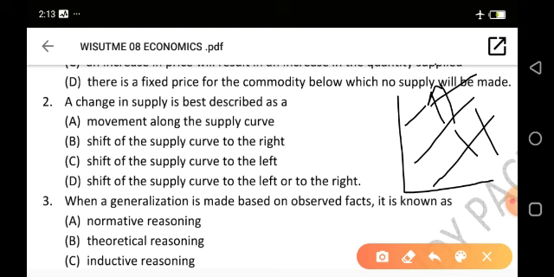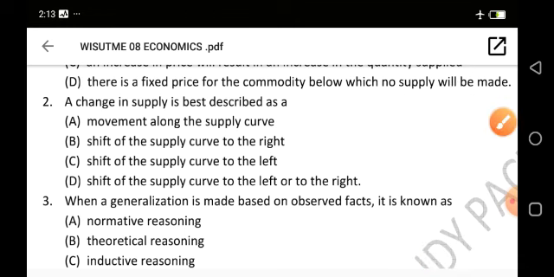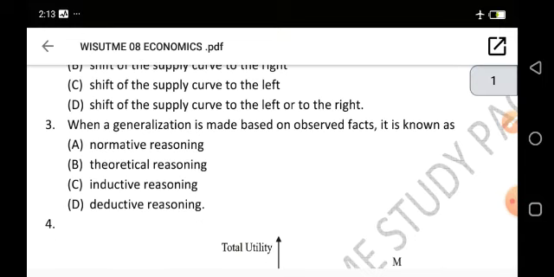Change or a shift of the supply curve either to the right or to the left. And that will take us to question 3. When a generalization is made based on observed facts, it is known as. So we have about 4 options there.